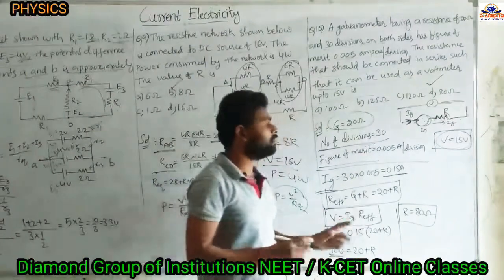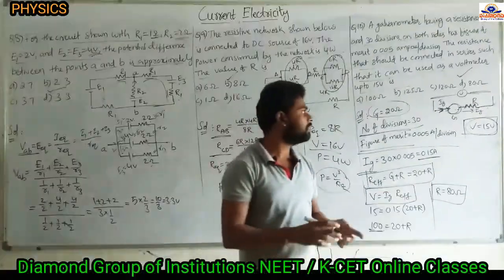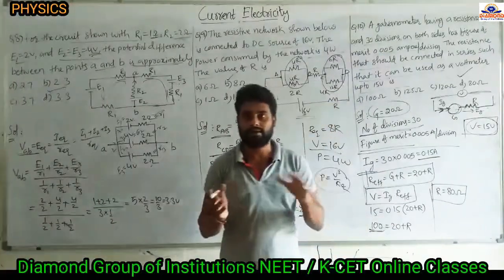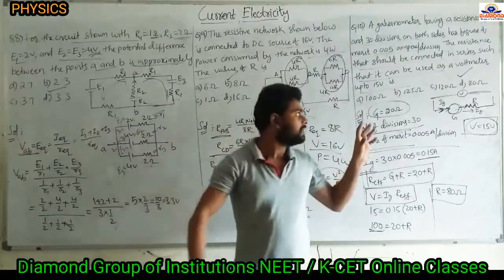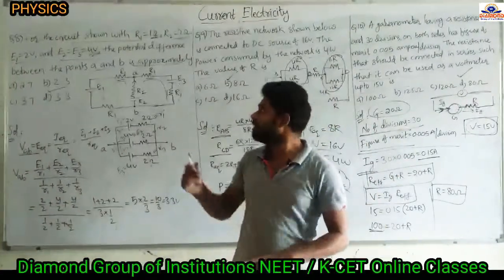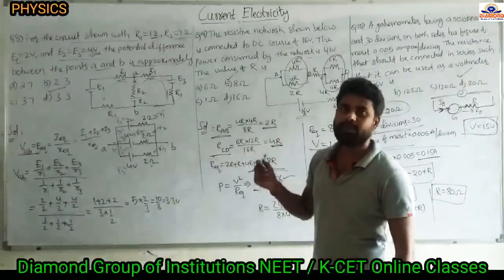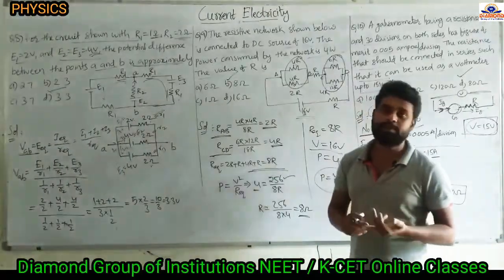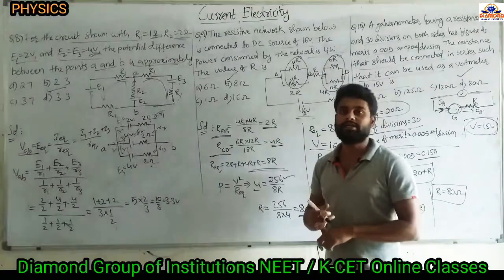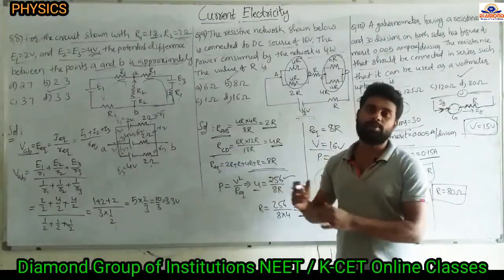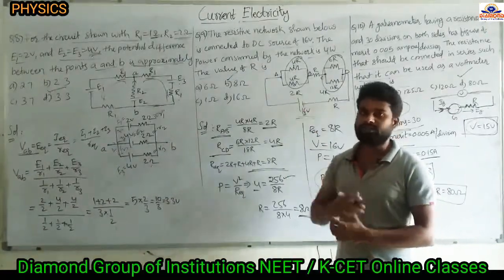And how to convert a galvanometer to a voltmeter, a galvanometer to an ammeter, etc., we discussed in the first video of current electricity. In that video I also explained the Wheatstone bridge and potentiometer, with some synopsis and some problems. Once watch that video also.